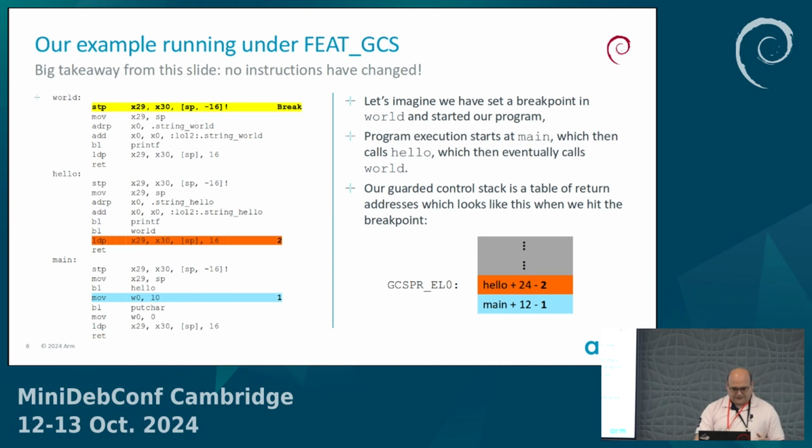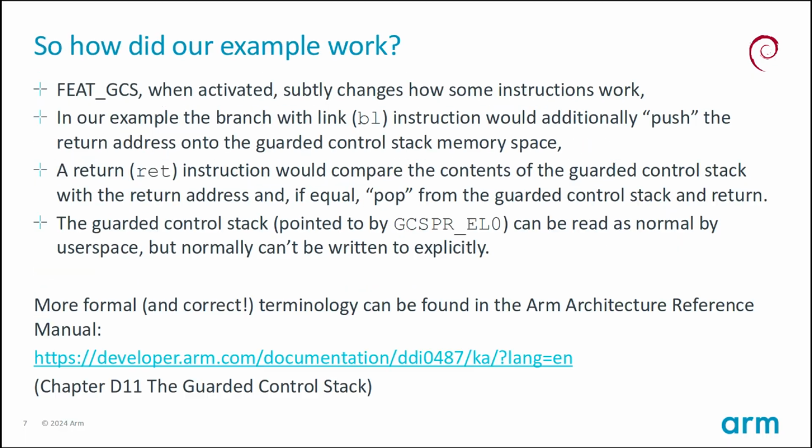So more formally, when we activate FEAT_GCS, it subtly changes how some of the instructions work. So I mentioned the BL, the branch link, the sort of call instruction. That does an extra thing. So when FEAT_GCS is enabled, the branch link actually takes the return address and pushes it onto this special area of memory. And when we do a return instruction, the return looks at the special area of memory, checks to see it matches the link register, and then pops it and returns if it matches.